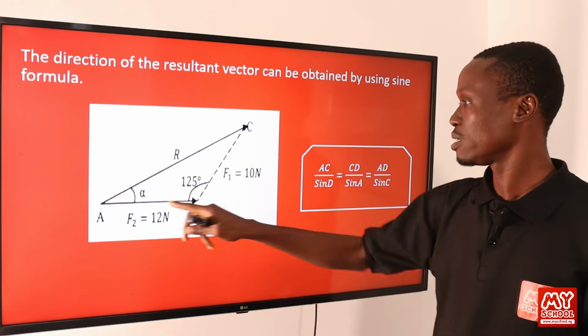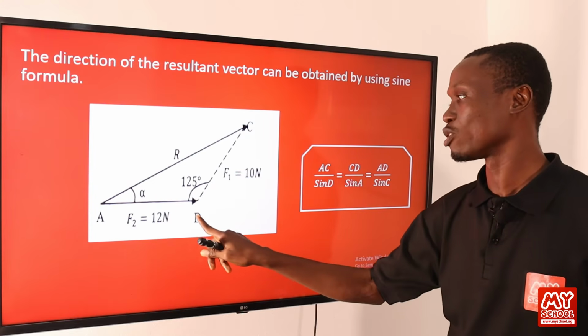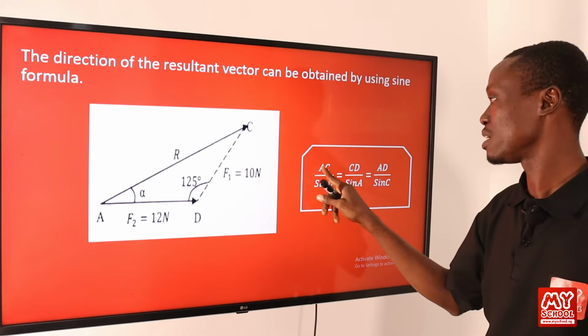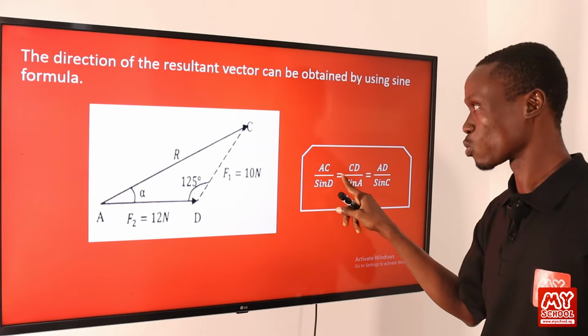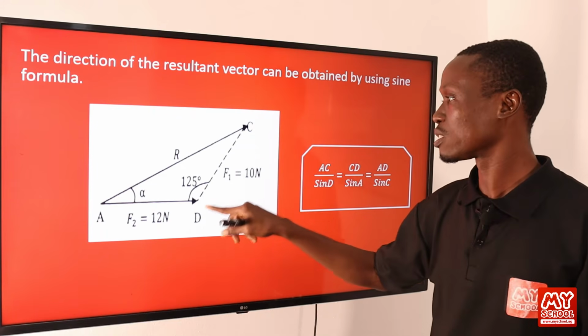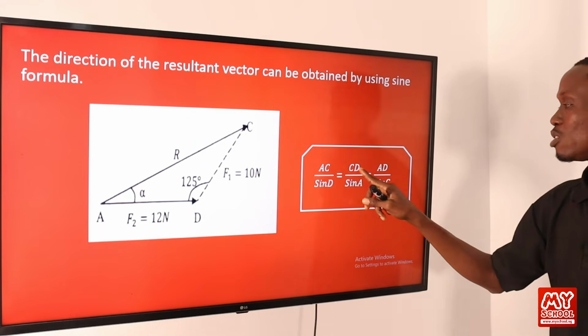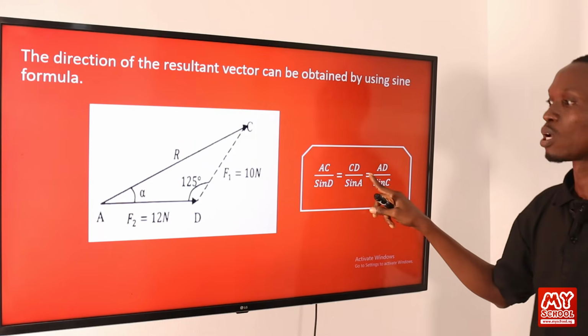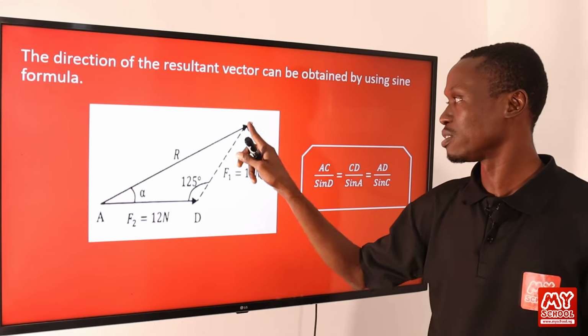Now, AC is this side, while the angle facing this side is angle D. So that's why we have AC divided by the angle facing it, sine D, equals CD. Then what is the angle facing CD? It is actually A. So that's why we have CD over sine A equals AD. The angle facing AD is C.